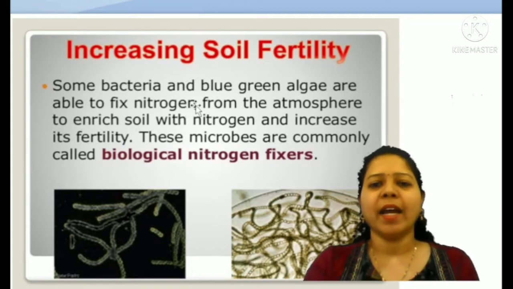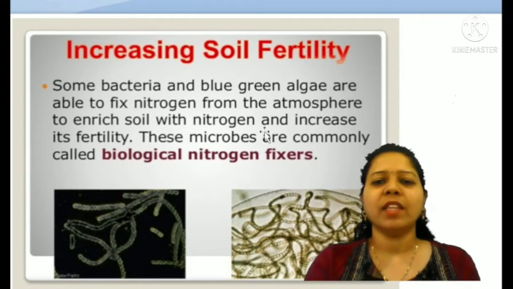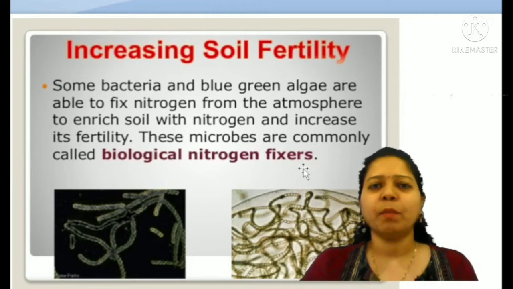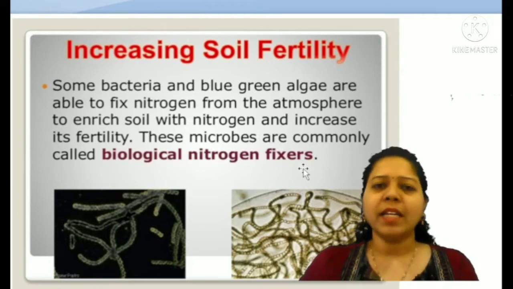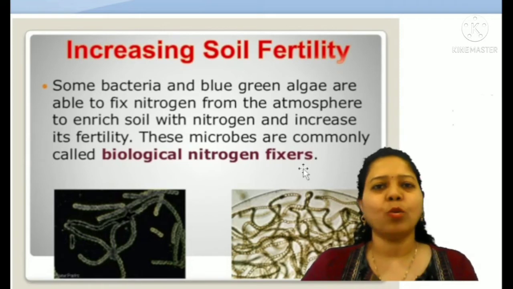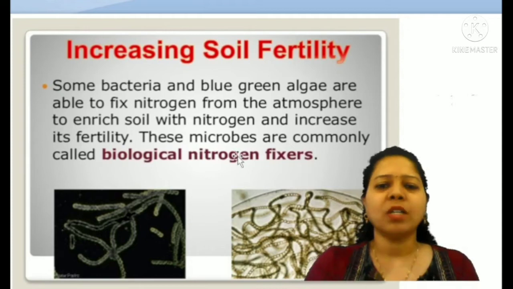Listen. Some bacteria and blue-green algae are able to fix nitrogen from the atmosphere to enrich soil with nitrogen and increase its fertility. These microbes are commonly called biological nitrogen fixers. See, we know that in the environment 78% of nitrogen is present, but it cannot be dissolved or mixed into soil. Now, who can do that work? These microorganisms or bacteria only do this work, that absorb the atmospheric nitrogen and fix that nitrogen into soil, which can help the soil to become more fertile. And the microorganisms or bacteria which can do this fixation work of nitrogen are known as biological nitrogen fixers.